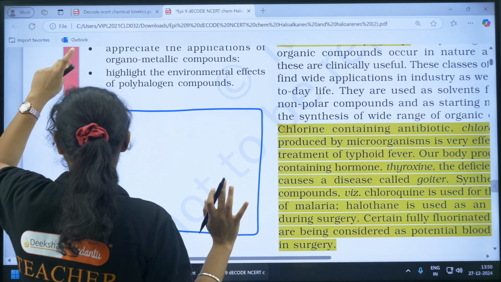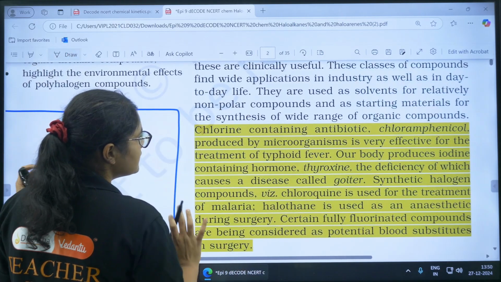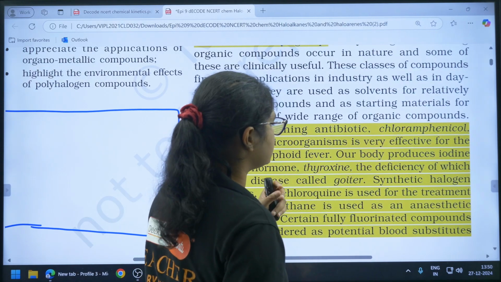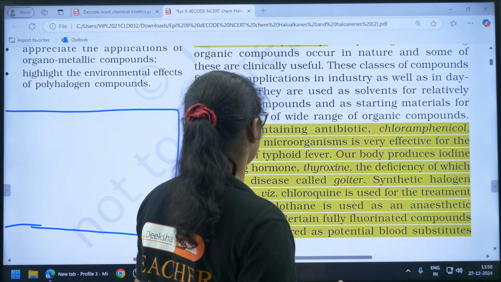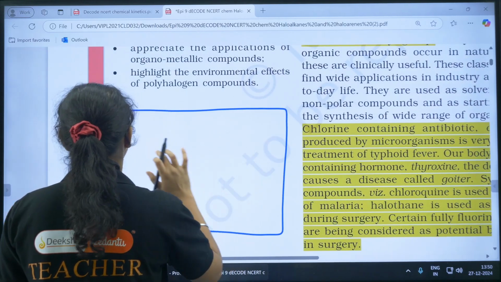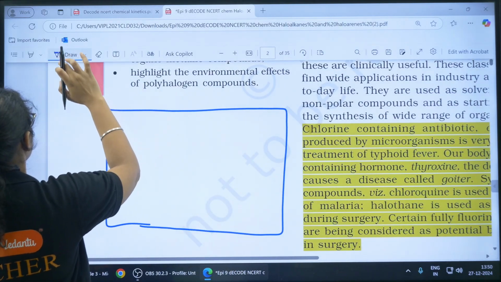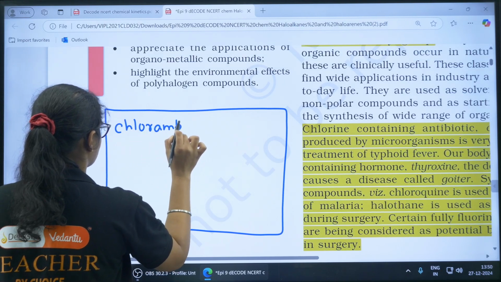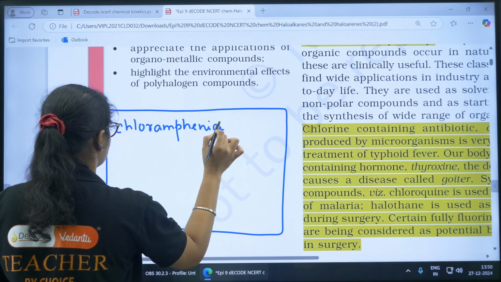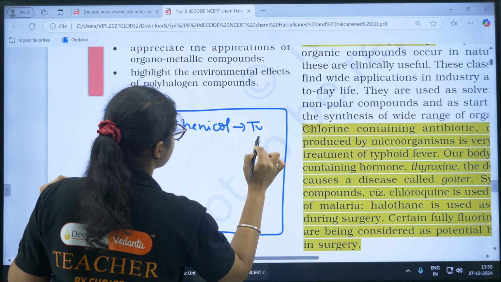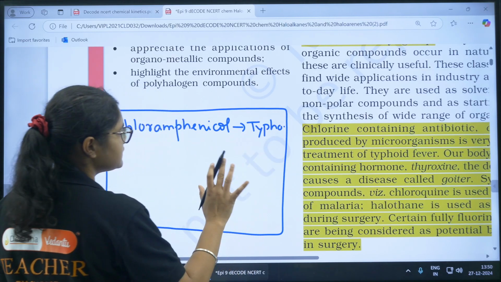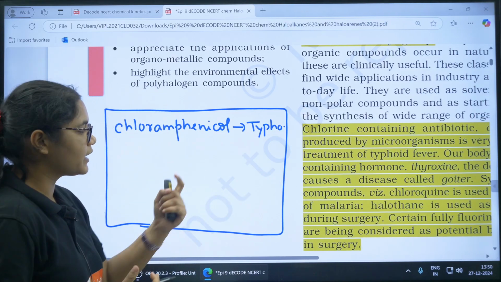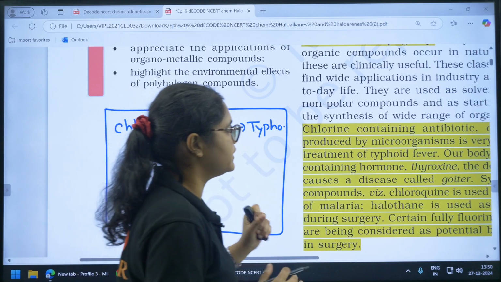For example, I am not doing this for you, I'll just be giving you an example. Now you say chlorine containing antibiotic chloramphenicol produced by microorganisms is very effective for the treatment of typhoid fever. So what will I be doing here? I will write like this: chloramphenicol is used for typhoid, okay? This is what I am going to extract from this particular paragraph and write down. So when I read the book, I don't have to read the whole paragraph, I will read only this much.